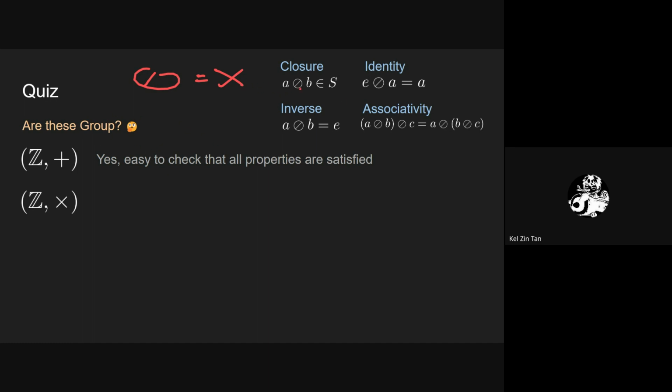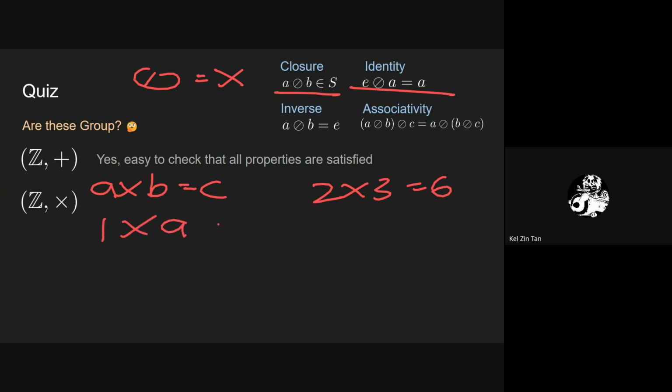So first, closure property. For any integer a, if I multiply with another integer b, this will still become an integer c, right? Because 2 multiplied with 3 will become 6. Although it's kind of hard to actually prove this fact, we know that this is true. So closure is satisfied. Does it have an identity? Yes, it has, because 1 multiplied with a will become a, so 1 is our e here. So we have an identity 1.